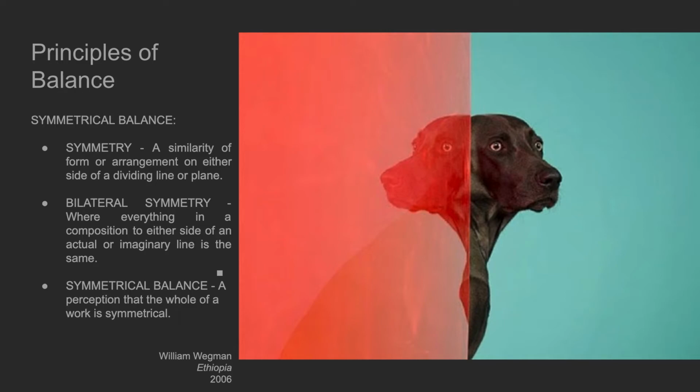I would say that this photograph has symmetry, but it also has a symmetrical balance because the dog's head is not the same on both sides. You don't have the same amount of dog showing, but it is balanced because it's very similar on the left to what it is on the right.